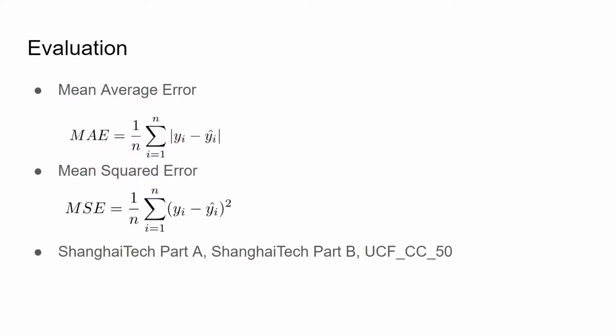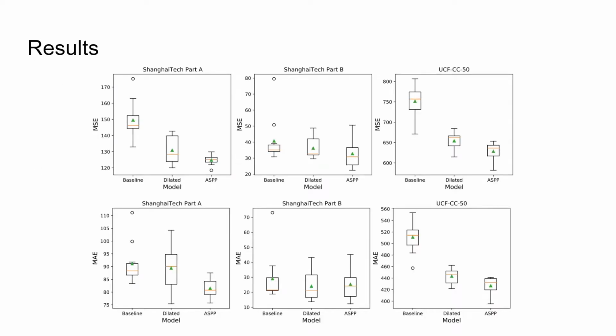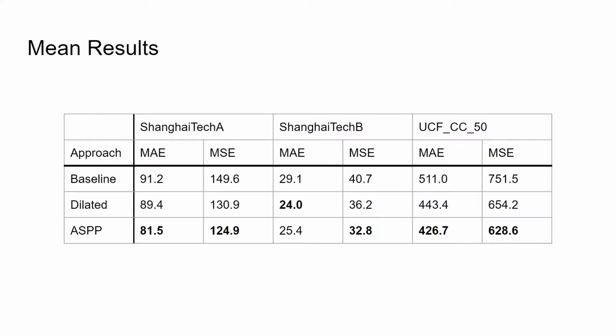For evaluation, the standard mean absolute error and mean squared error metrics are used. The models are tested on the ShanghaiTech Part A, ShanghaiTech Part B, and UCF CC50 datasets. Each architecture is trained 10 times to ensure statistical significance. The distribution of their MSE values and MAE values can be found in the box plots. We can see that there is no significant difference between the models on the ShanghaiTech Part B dataset, but there is on the others. The mean results can be found in the table below. It is evident that the ASPP model performs best in most cases.